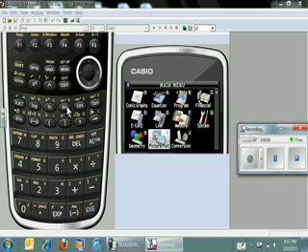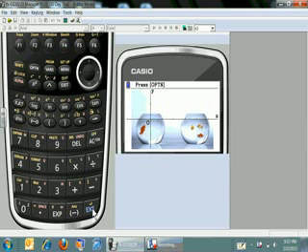Today I'm going to talk about my favorite aspect of the Casio Prizm. It's called a picture plot. Go ahead and enter. I've already opened up a file. It's the jumping fish file. I'll show you how that's done.